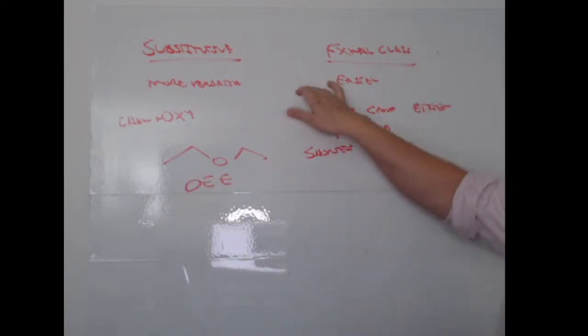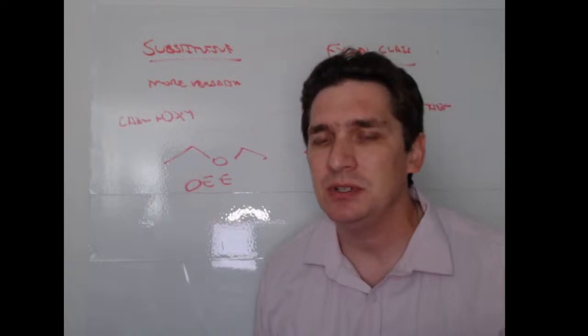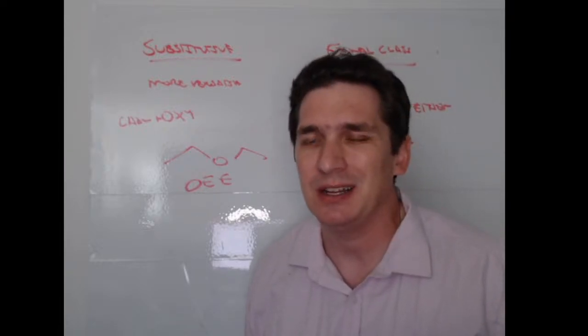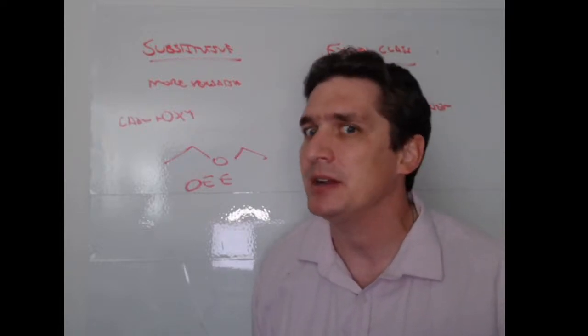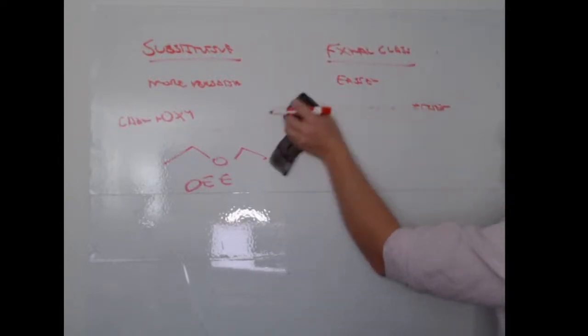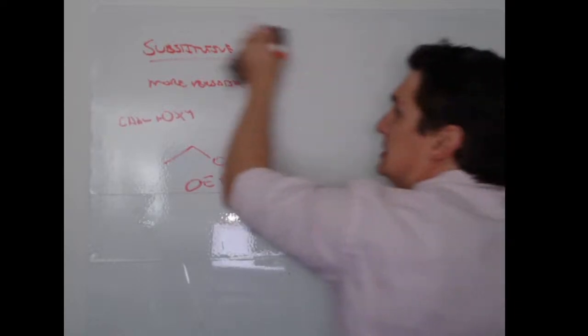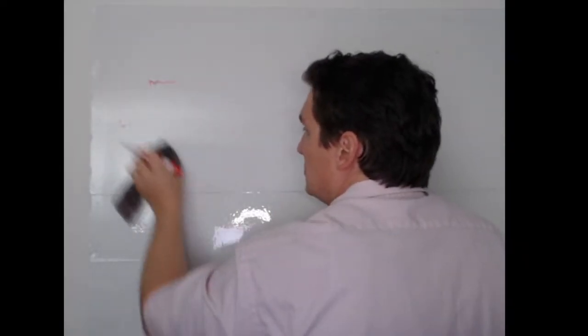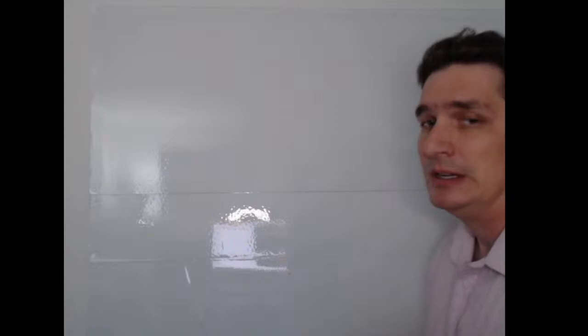So functional class is actually the most commonly used, and the reason is that ethers are pretty benign compounds. We don't really do much with them. They are acid sensitive, so if you work under acidic conditions, you can decompose your ethers into their principal alcohols. So typically when it comes to running reactions, they're very good for basic or neutral conditions, but if you try to run anything really acidic, you're going to degrade it.